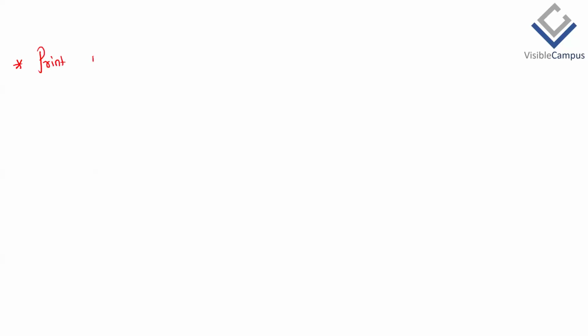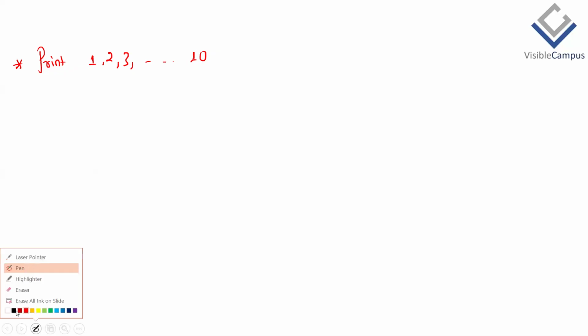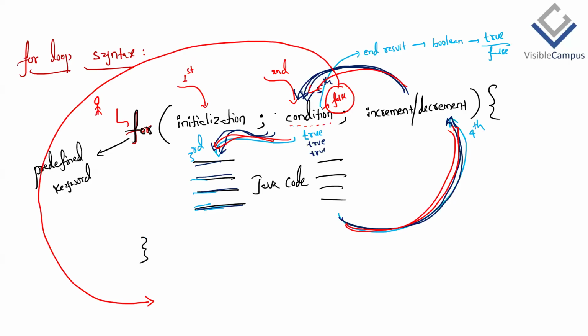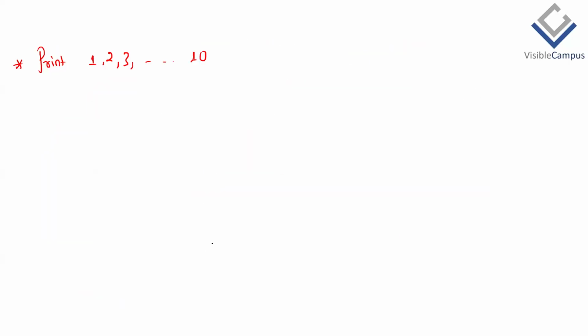Then we have come to this requirement: printing output. Print 1, 2, 3, and so on up to 10 in separate lines. Now how will this loop become a solution for this requirement? If I ask you to write it using this for loop syntax, is it possible?